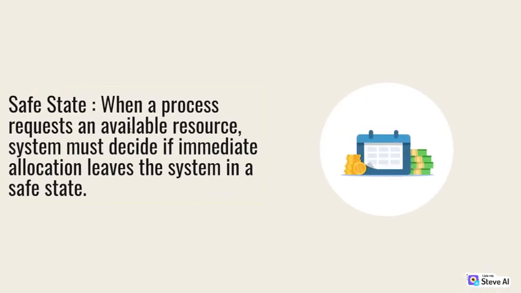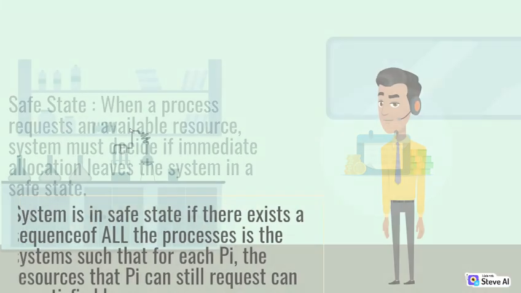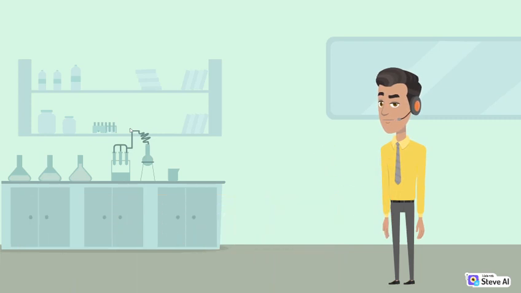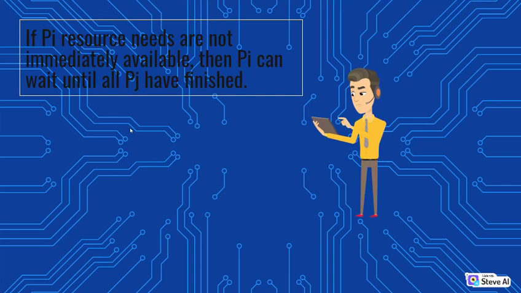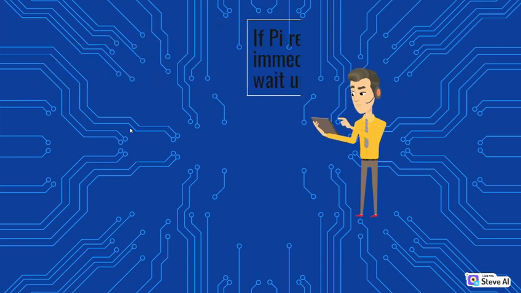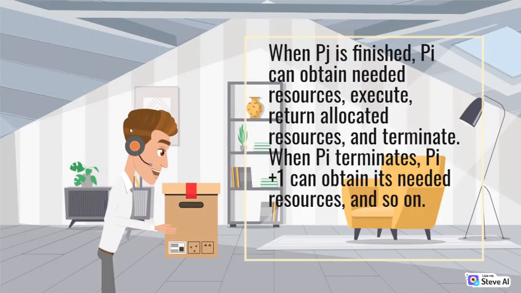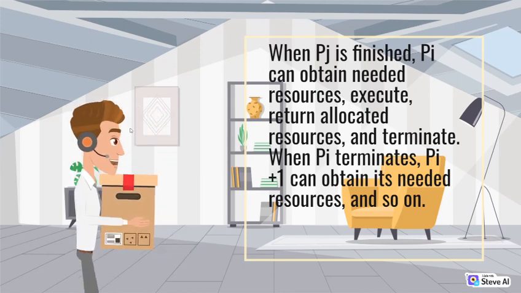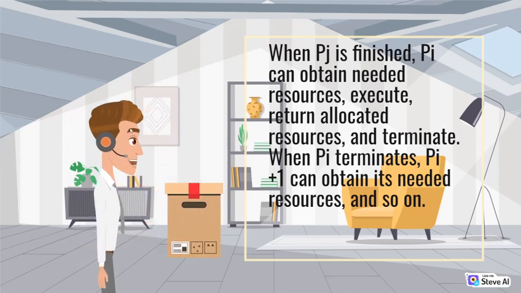Safe state. When a process requests an available resource, the system must decide if immediate allocation leaves the system in a safe state. The system is in a safe state if there exists a sequence <P1, P2, ..., Pn> of all the processes in the system such that for each Pi, the resources that Pi can still request can be satisfied by currently available resources plus resources held by all Pj, with j < i. If Pi resource needs are not immediately available, then Pi can wait until all Pj have finished. When Pj is finished, Pi can obtain needed resources, execute, return allocated resources, and terminate. When Pi terminates, Pi+1 can obtain its needed resources, and so on.